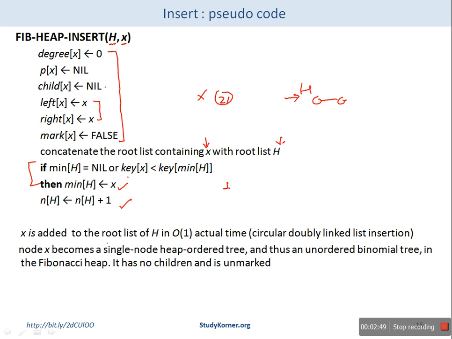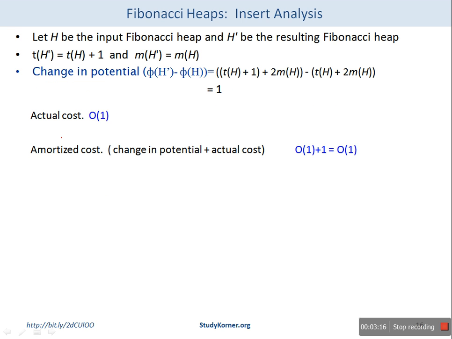As x is added to the root list of H, the actual time taken by this operation is O(1) because there is a circular doubly linked list. So node x becomes a single node heap ordered tree, and thus an unordered binomial tree in the Fibonacci heap. It has no children, and the node which is inserted is unmarked, as we can see here.